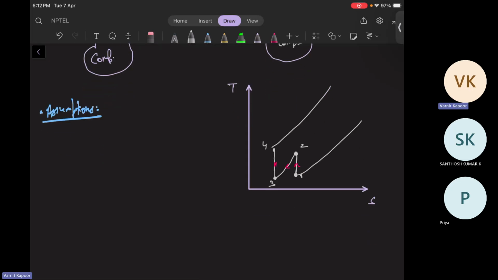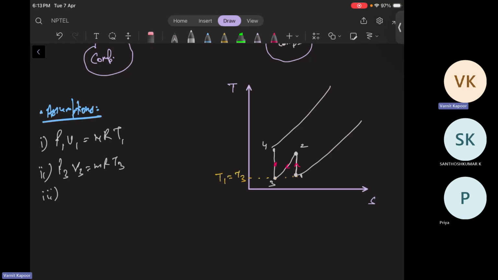So first, the ideal gas law can be applied. That is P1 V1 is equal to mRT1, and P3 V3 is equal to mRT3, at inlet. Then perfect intercooling. That means your temperature at 1 and 3 are equal. So T1 is equal to T3.